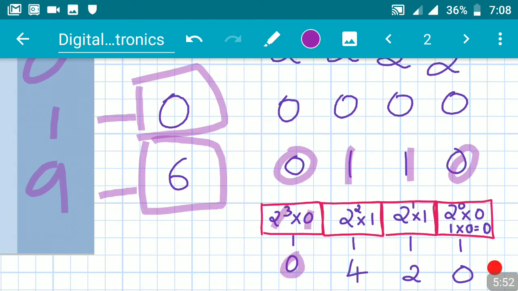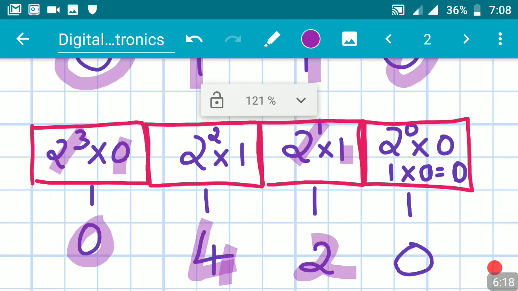How does this give you the answer? 2 to the power of 3 into 0 gives me 0, right? 2 to the power of 2 into 1 gives me 4. 2 to the power of 2 means 2 into 2 is 4, and 4 into 1 is 4. Then coming down to 2 to the power of 1 into 1, 2 to the power of 1 is multiplied by 1, that gives me 2. And then we have 2 to the power of 0 into 0. 2 to the power of 0 is 1, and 1 into 0 is 0. Finally we get 0 4 2 0.